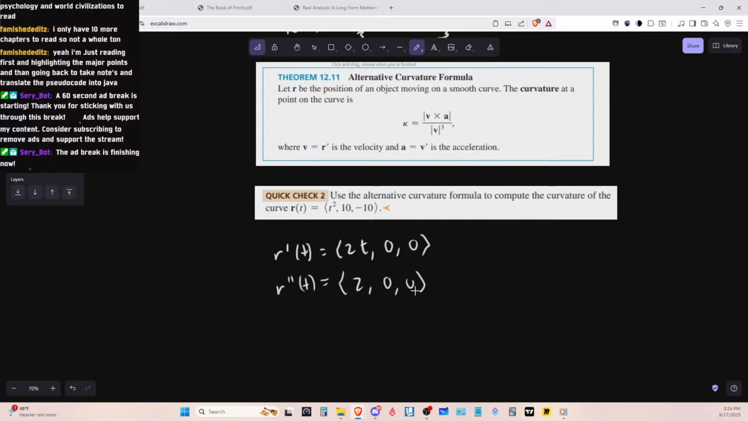So now we have to take the cross product of these. Well, actually, first we'll do the cross product. So this is A, and this is V. So then, I mean, it's all 0, so practically, I'm just writing this out so I don't get confused. It's just an old habit.